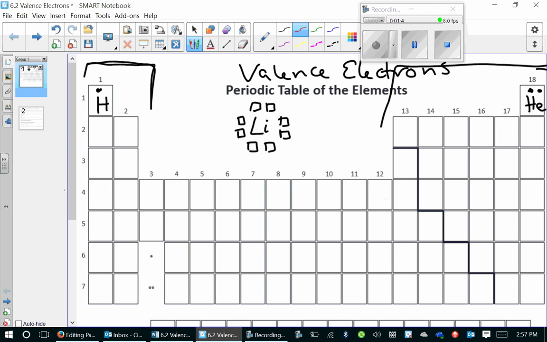There we go. The order we're going to go in is we're going to go around in this direction. First of all, filling up that first box, and then we fill up the next box. That's how we add these dots, and these are called Lewis dot diagrams.